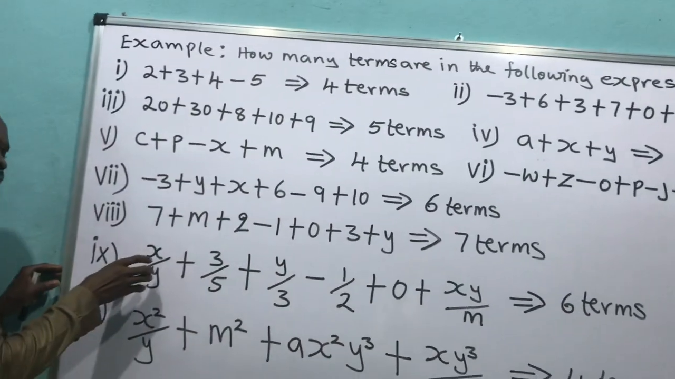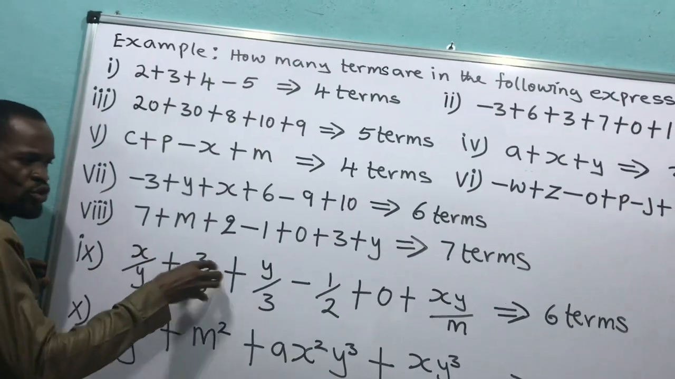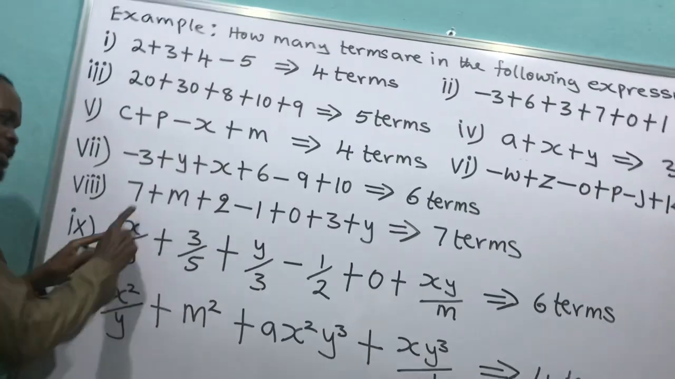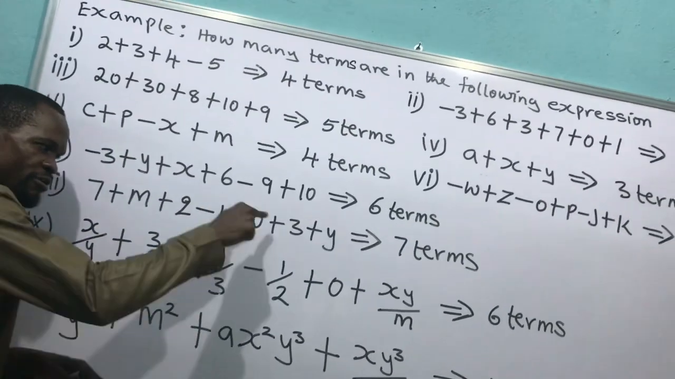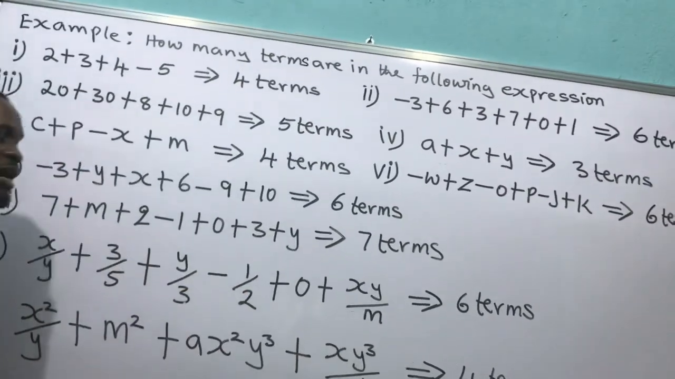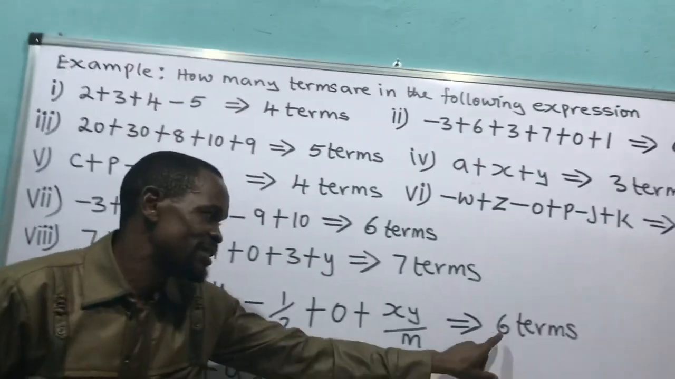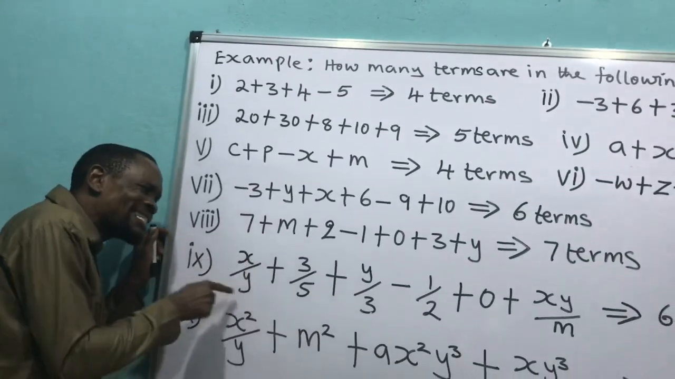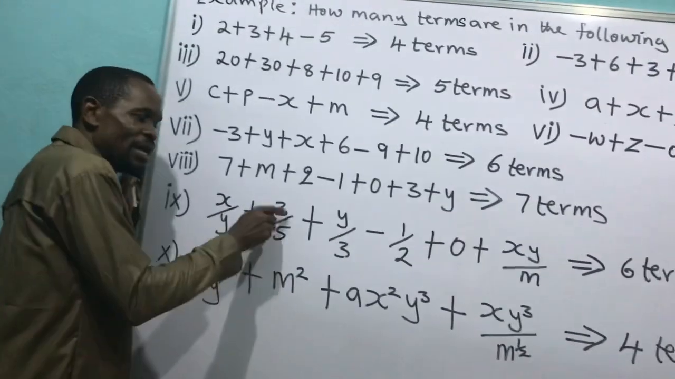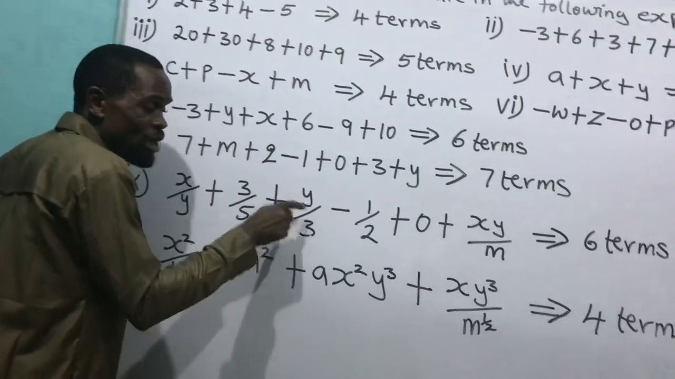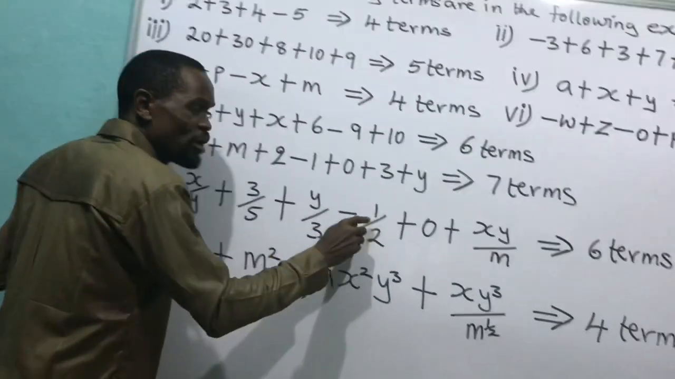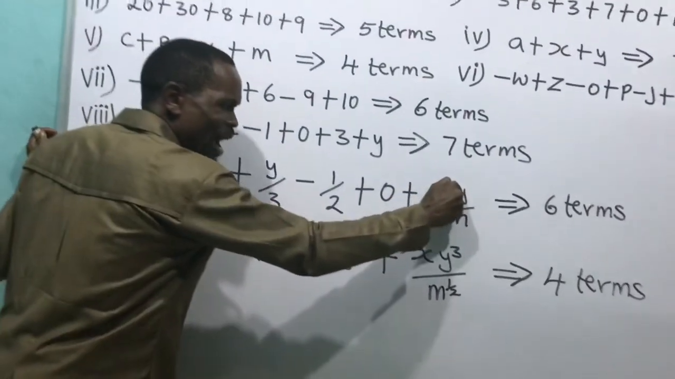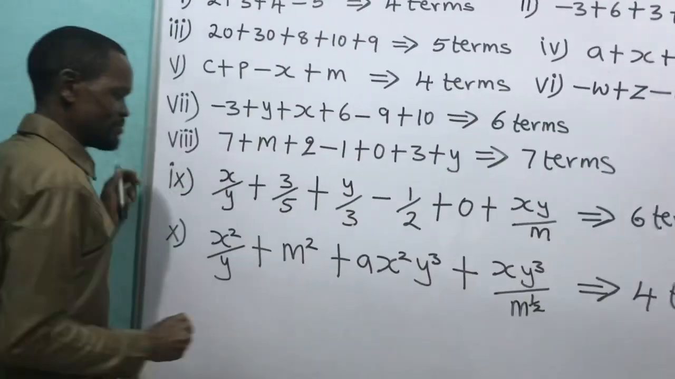Then how many terms do I have here? 1, 2, 3, 4, 5, 6. That means 6 terms. That's what we have here. You will now see that X over Y is 1 term. They are together, 1 term. 3 over 5 is 1 term. Y over 3 is 1 term. Minus 1 over 2 is 1 term. 0 is 1 term. XY over M is 1 term.